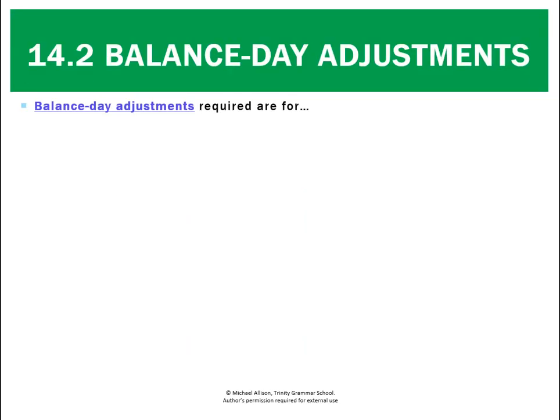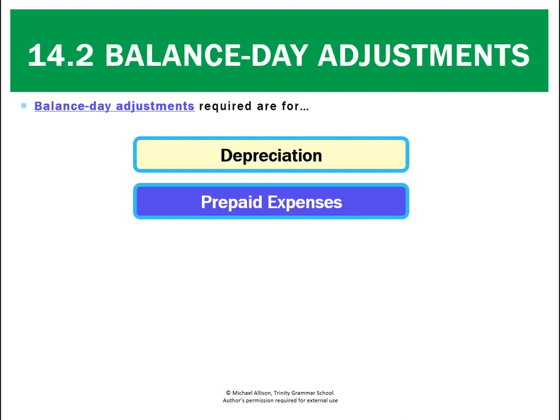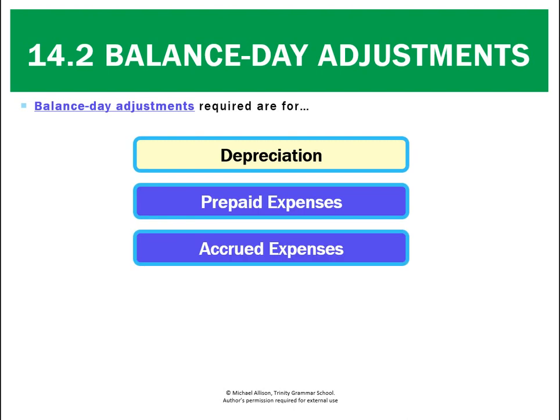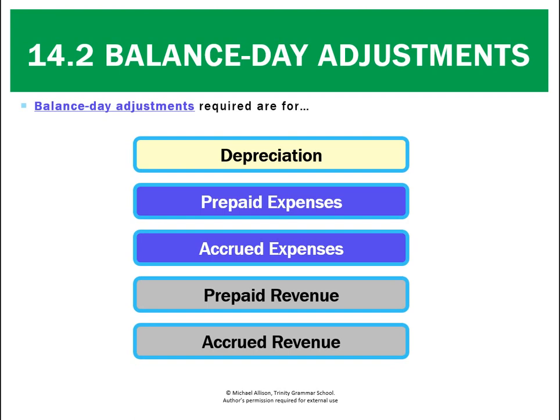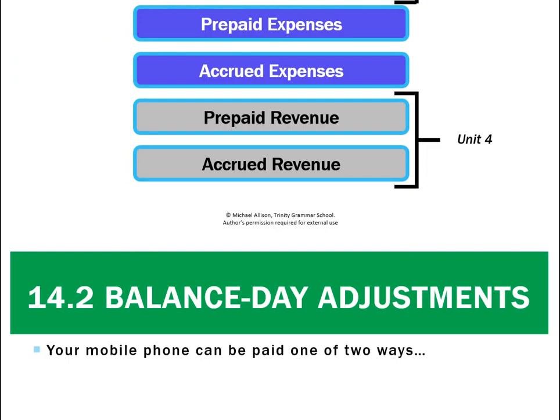So balance day adjustments are required for depreciation, prepaid expenses, accrued expenses, prepaid revenues, and accrued revenues. We've already done depreciation in Chapter 13. We're going to do prepaid and accrued revenues in Unit 4. So the rest of this chapter will be devoted to prepaid expenses and accrued expenses.